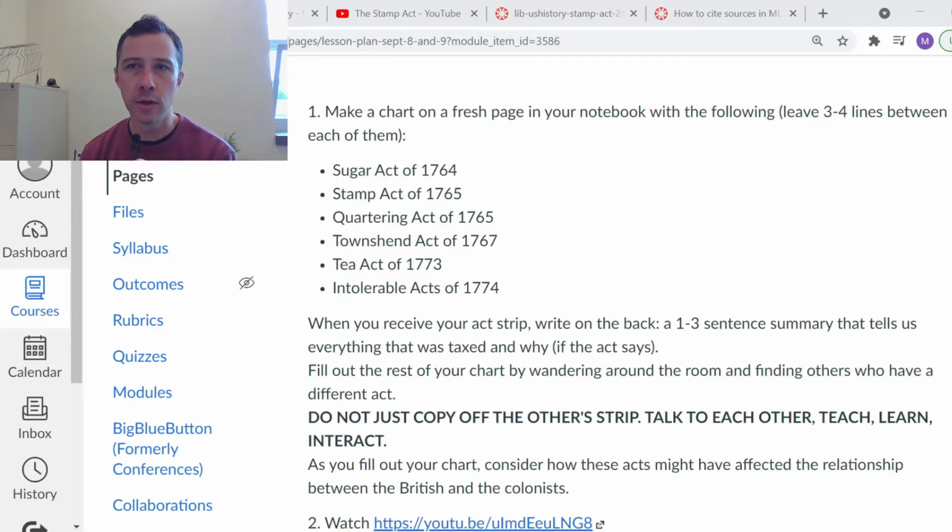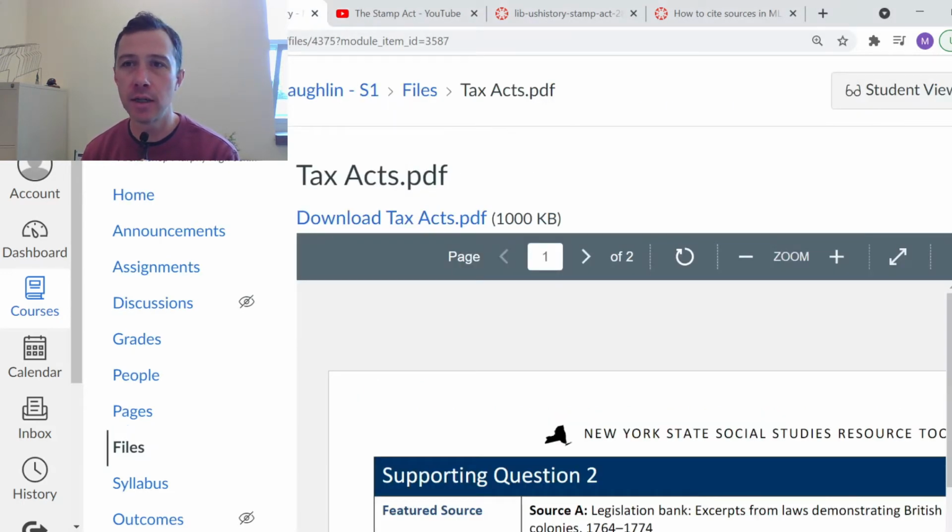So here's another thing that keeps the colonists thinking that they're being treated unfairly with the passage of the Stamp Act and other acts. We start today's class with having the students write out these 6 acts or taxes in their notebook, giving themselves 3 to 4 lines where they can fill in a summary. I will give each student a strip that has one of the taxes on them.